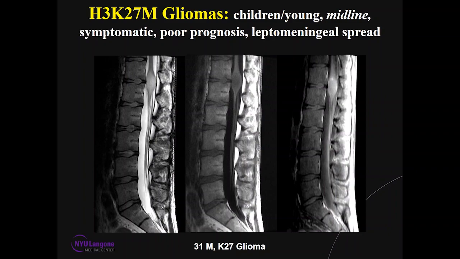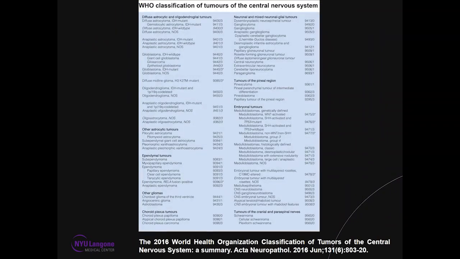Another example over here is not that common. We've seen a couple of cases of these tumors occurring even in the conus medullaris. This is again a younger adult who had a tumor in the conus medullaris, which was presumed to be a myxopapillary ependymoma, however, turned out to be an H3K27 mutant midline glioma, and a very aggressive tumor to have.